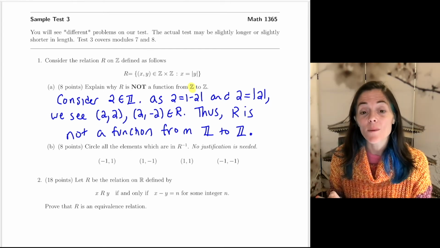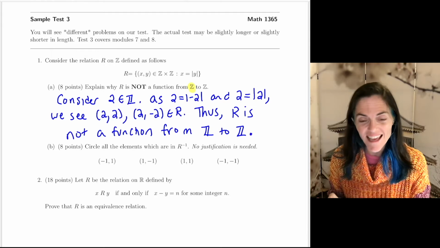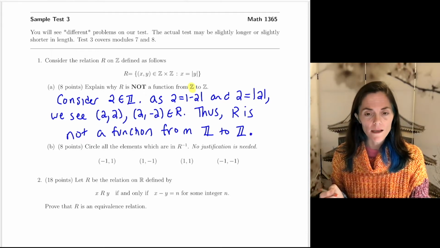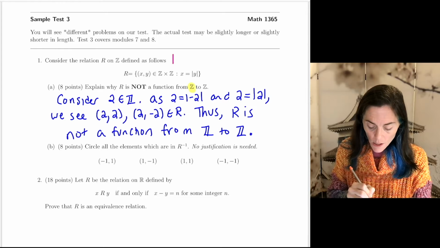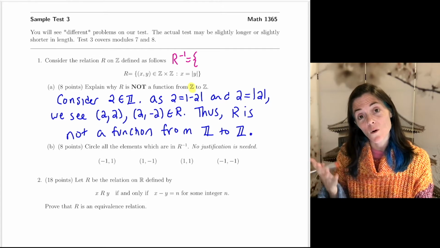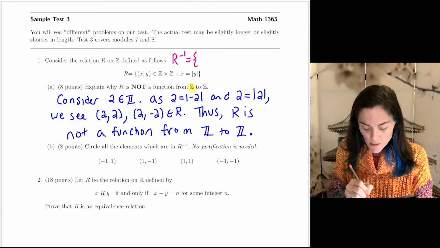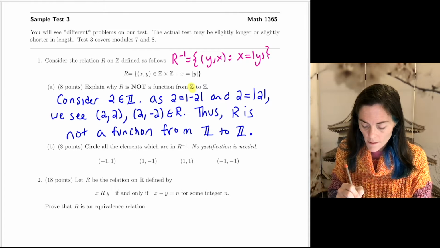Letter B, we want to circle all elements which are in our inverse. This is the inverse relation. So first of all, what is our inverse? Well, maybe I'll write it up here just for this relation. Our inverse, well, you interchange the first and second coordinates. This is the inverse relation. So this would be y x such that x equals the absolute value of y.